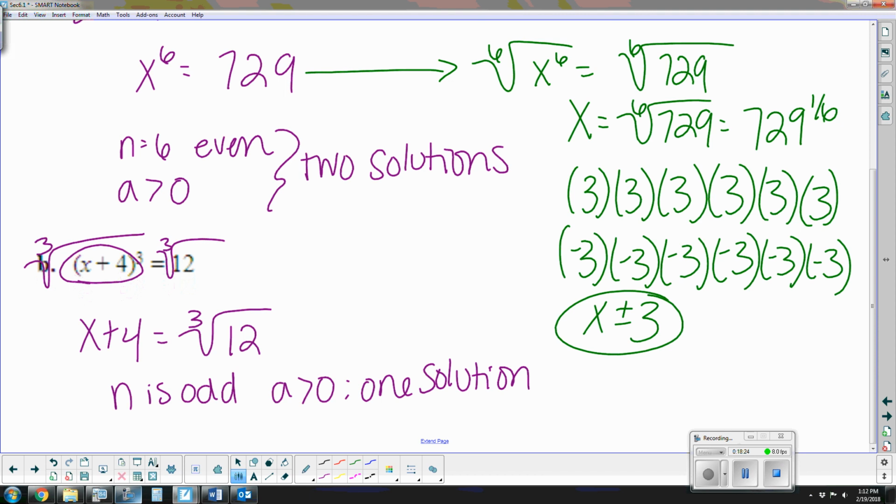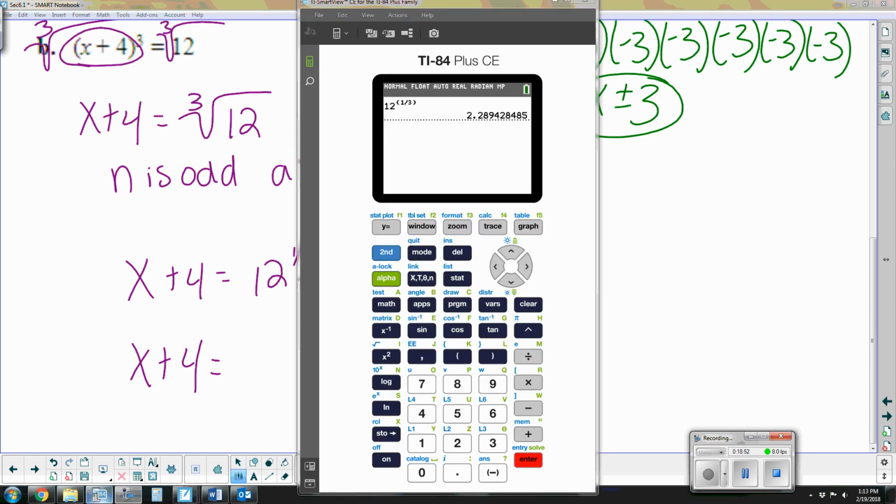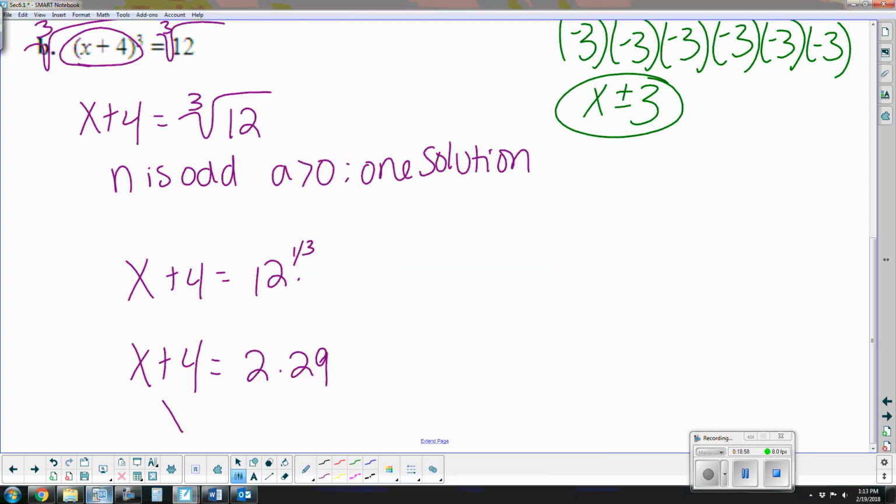And in this case, we're just going to round. So we're going to take x plus 4 that equals 12 to the 1/3 power, but as an exponent, 12 to the 1/3 power. So in just rounding, x plus 4 equals about 2.29. And then we can subtract 4 from both sides. So our x equals negative 1.71.